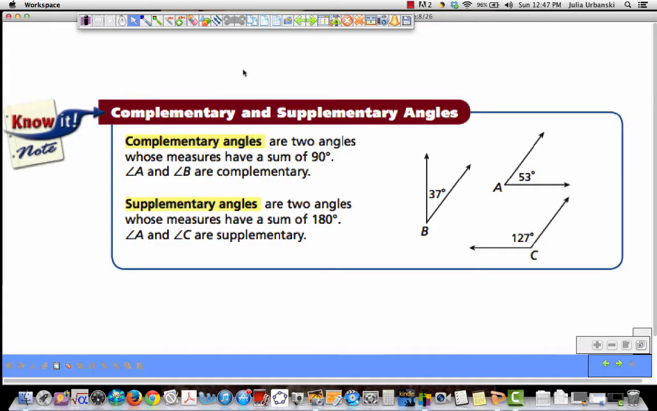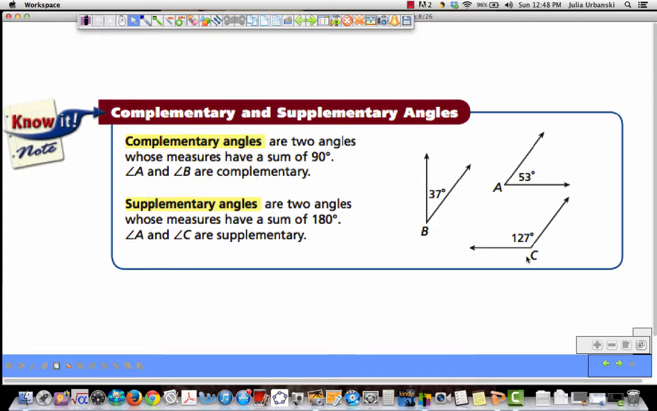Once you filled that in, this is what you should see: complementary angles and supplementary angles. Complementary angles have measures of 90 degrees. And in this example, A and B are complementary because if you added 37 plus 53, you would get 90. Supplementary angles have a sum of 180, and in this example, it would be A and C. If you added those together, you would get 180 degrees.